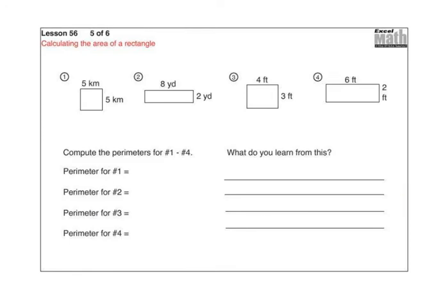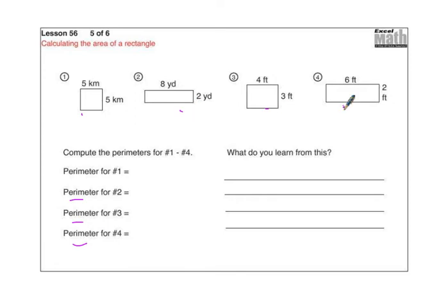And it says, compute the perimeters for numbers 1 to 4. What do you learn from this? And we've already done these 4 problems, so now we're going to decide what can we learn from these shapes here. Well, the perimeter for number 1, actually we haven't done that yet. Go ahead and calculate the perimeter. Pause the video, turn it back on when you're ready to see the solution. Do the perimeter for all 4 of these shapes, okay?